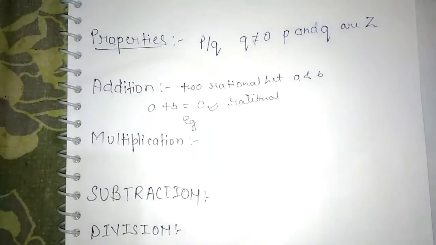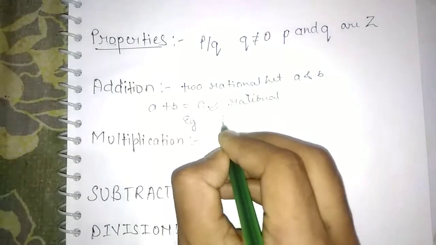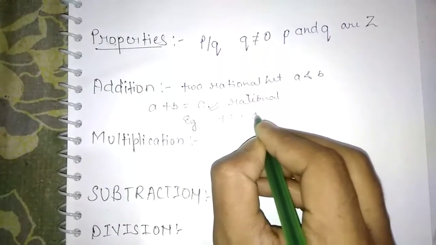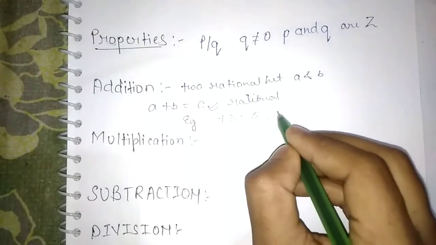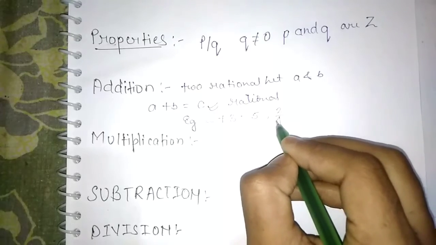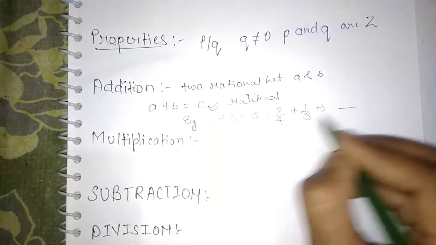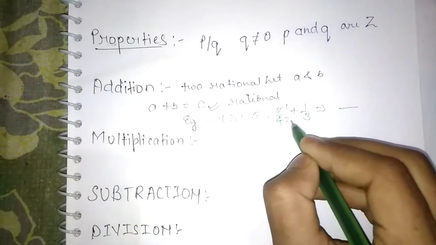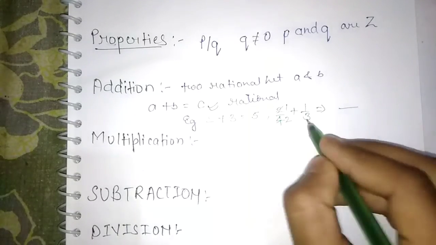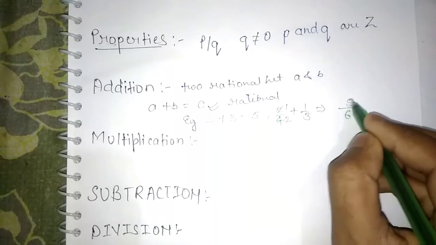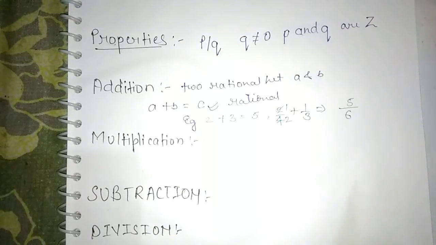For example, if we add 2 plus 3, it will give us 5, which is also a rational number. If we add 2 by 4 plus 1 by 3, it will give us 5 by 6. So it is also a rational number.